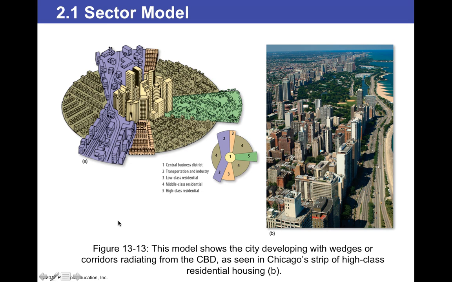So this model shows the city developing with wedges or corridors radiating from the CBD, as seen in Chicago's strip of high-class residential housing. So Chicago actually has this, and a lot of Latin American cities are like this too. There'll be like an avenue.